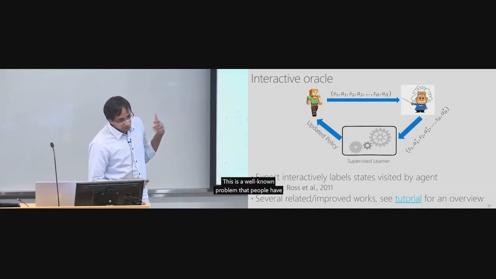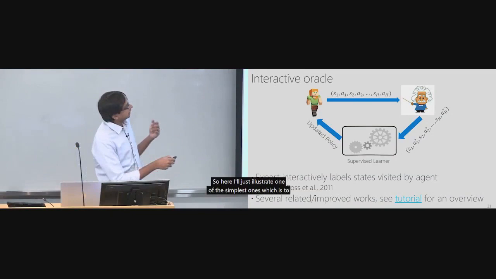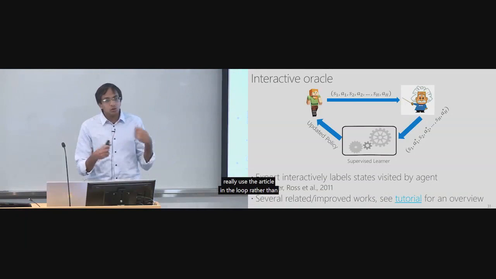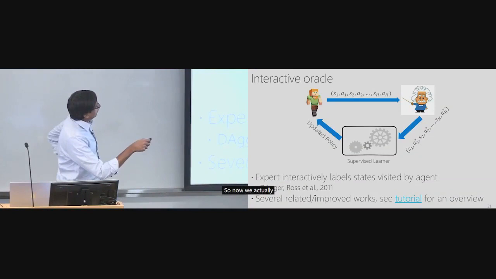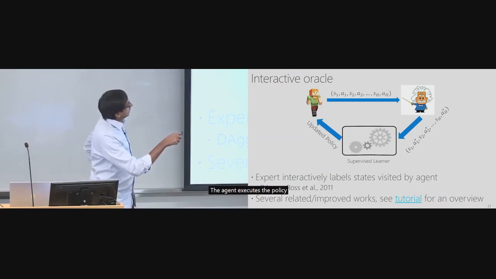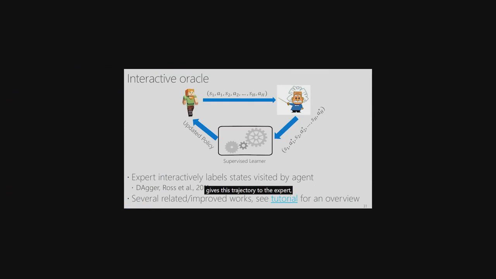And this is a well-known problem that people have since figured out very intuitive and nice ways to solve. So here I'll just illustrate one of the simplest ones, which is to really use the oracle in the loop rather than just having this one-off access via data set to them. So we actually start from the agent, which has some initial policy. The agent executes the policy in the environment to collect some trajectory, gives this trajectory to the expert. The expert tells you, well, okay, actually, if I were finding myself in these states that you generated, here are the actions denoted by stars that I would have chosen instead of the ones you choose.